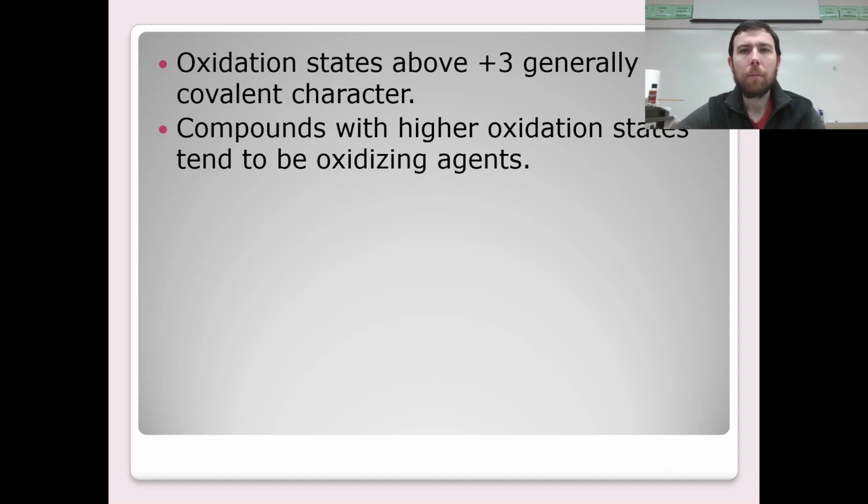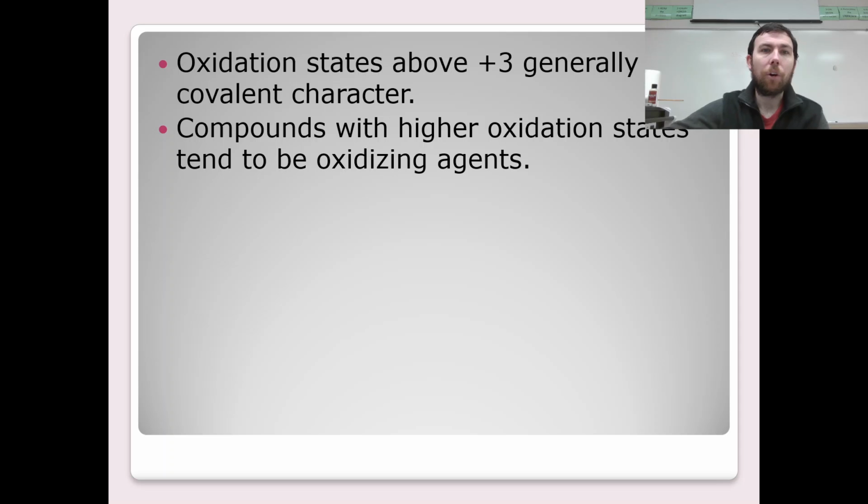Now, compounds that have these higher oxidation states tend to be oxidizing agents. And when we get into oxidation reduction chemistry, redox reactions, we'll talk about that term, but you could think about an oxidizing agent as something that is being reduced, right? So it's something that is gaining electrons.